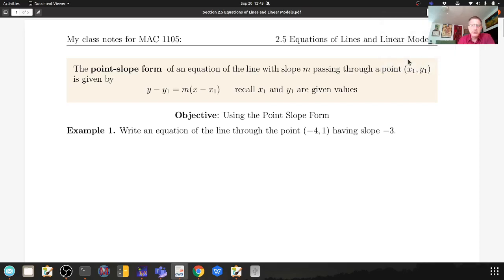So this is lecture 2.5, equations of lines and linear models. For many of you who had intermediate algebra at Cocoa campus or any campus, this will be review for you. For those that have not, maybe dual enrolled students, all of this may be new.